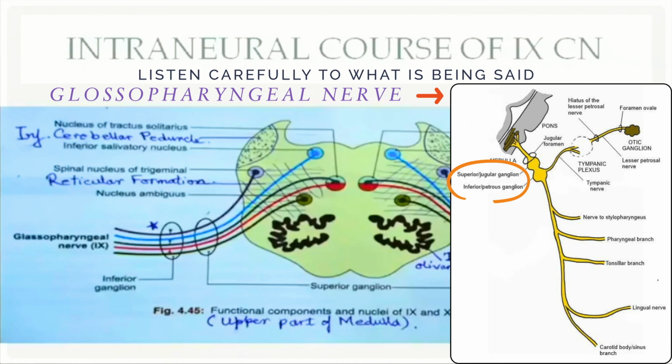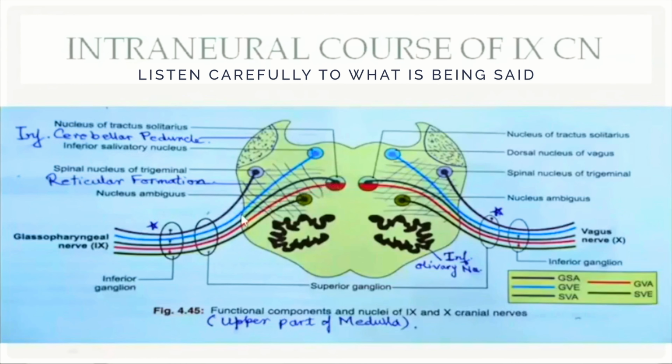So remember, the inferior as well as the superior ganglion of the glossopharyngeal nerve is a sensory ganglion, and it's the same with the rest of the afferent functional columns. Okay, so what you're seeing is cytons here.